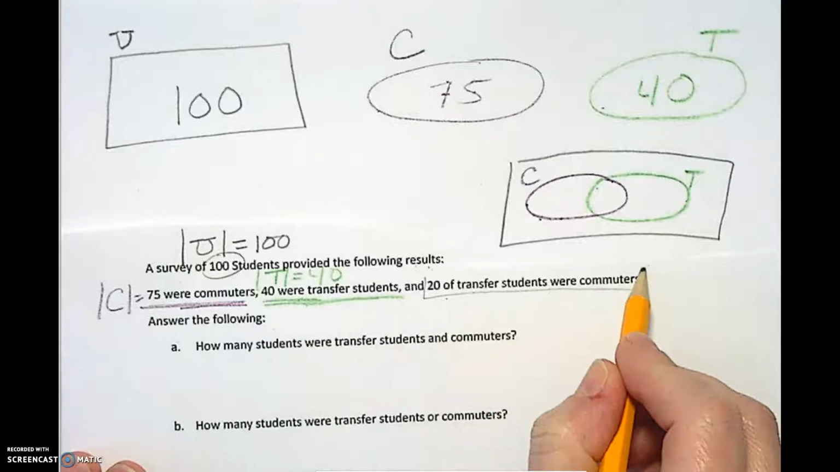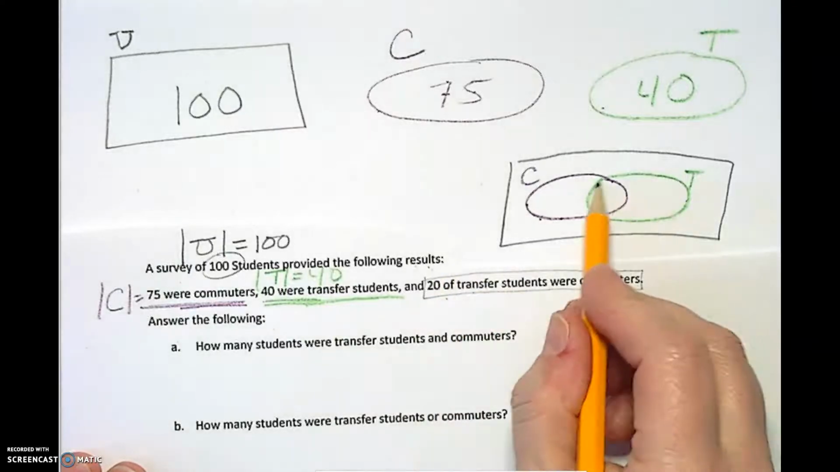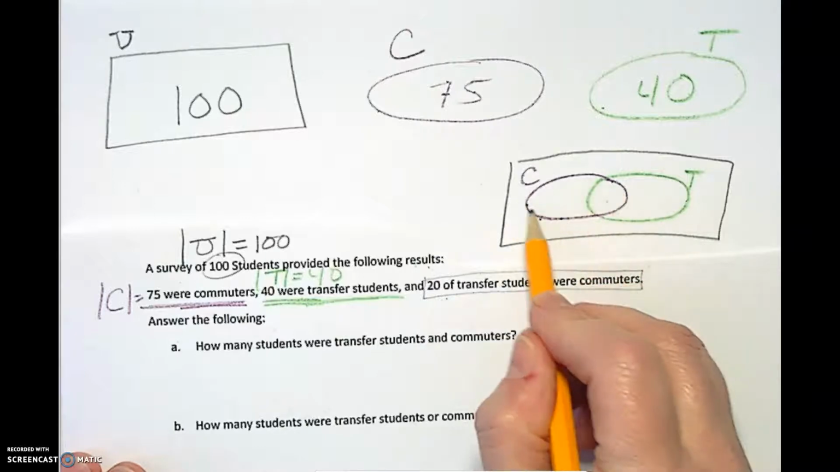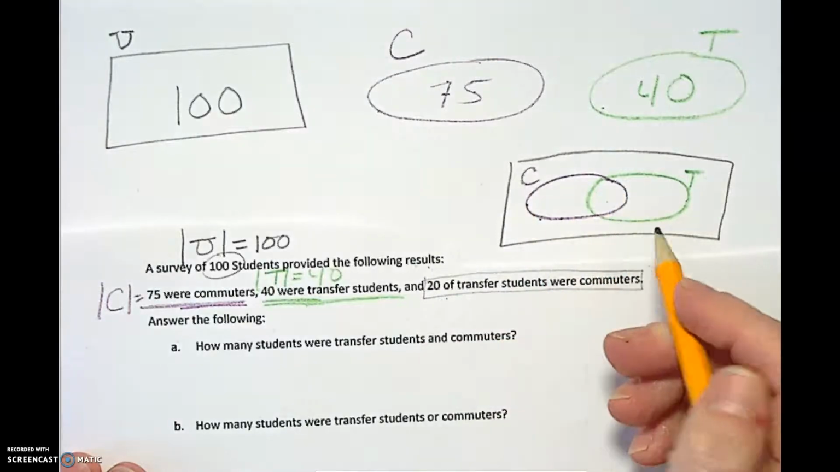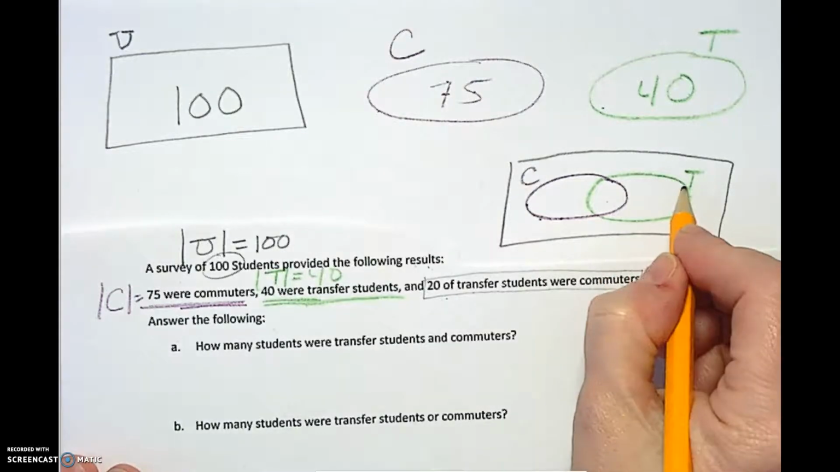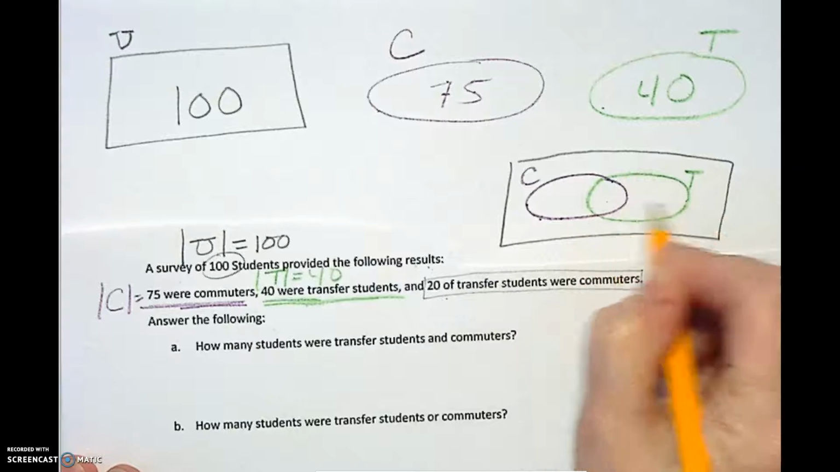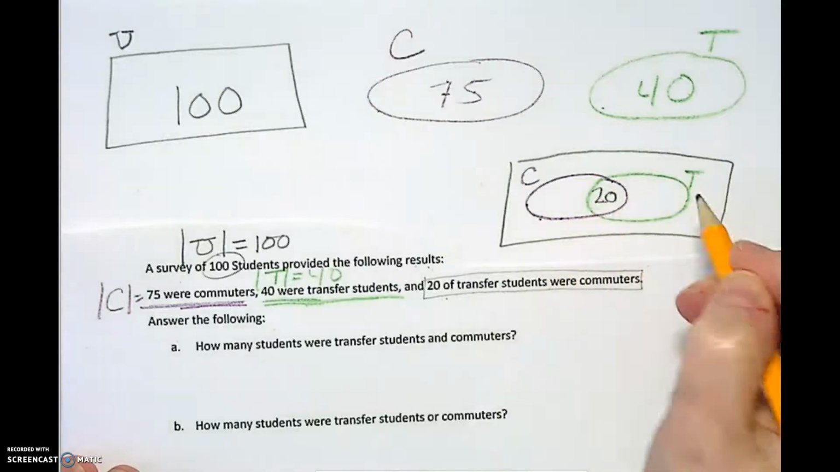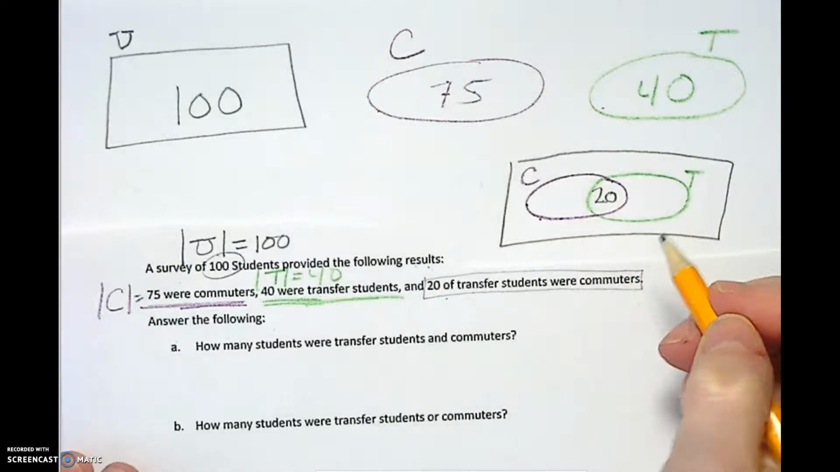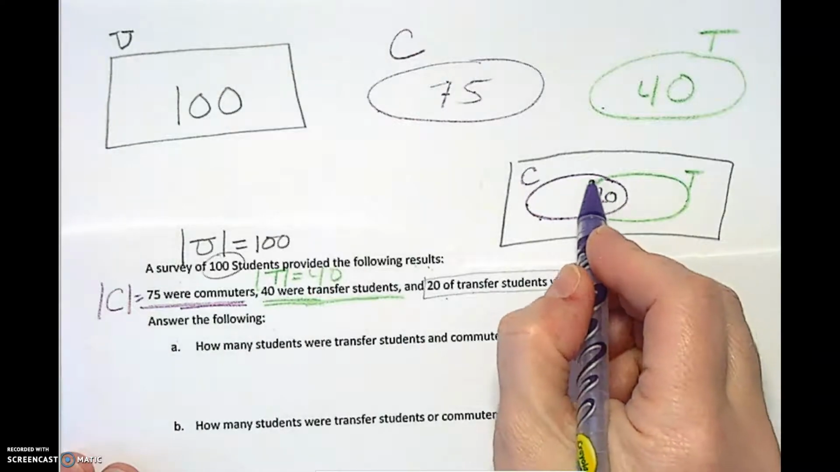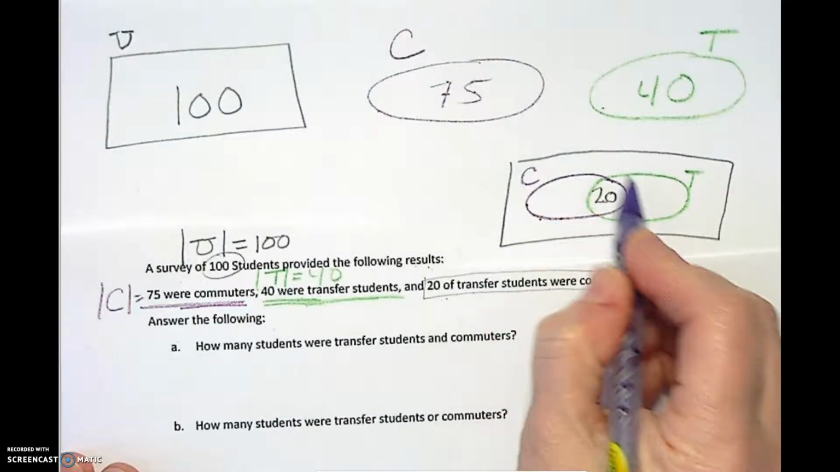So 20 of the transfer students were commuters, which means they lived within the set of transfer students, but also within the commuter set. And that "but" thing's really weird. "But" and "and" are actually the same thing grammatically, which is helpful later on. So 20 transfer students were also commuters right there. So we're going to put the 20 right there, which is going to help a lot. So next, we need to figure out how many go here, here, and there.